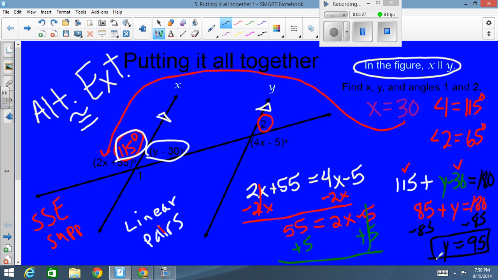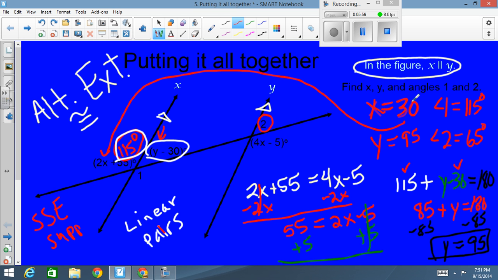So, if y equals 95, let's just double check. Let's take that 95 and put it in right here. 95 minus 30 is 65. It should be 65 because this angle is a linear pair with 115. 115 plus 65 gives me 180. So now I have all of the pieces they asked me to find.